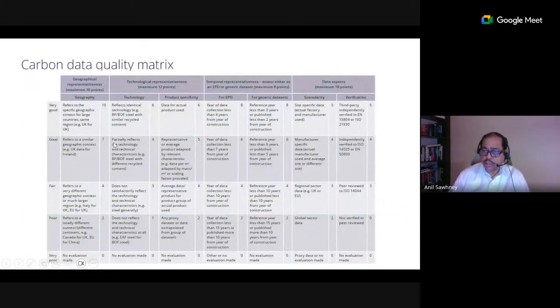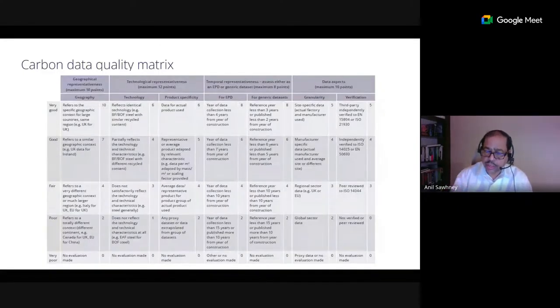Okay, so this is the table from the standard. It's called the carbon data quality matrix. So you take your 10 materials, you come and look at where you fall. The scoring is vertical. There are 4 different criteria that you assess. So geographical representativeness has maximum of 10 points.